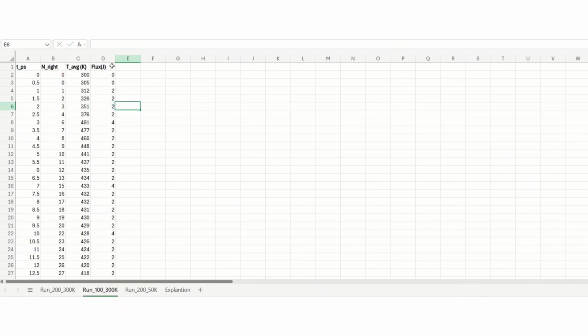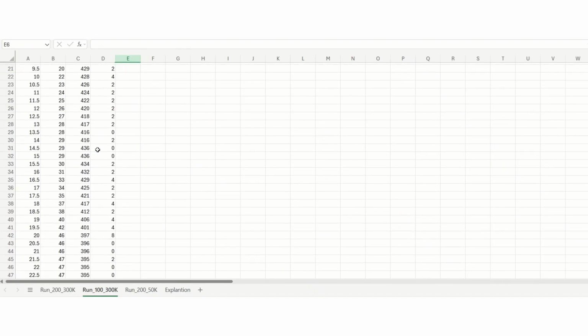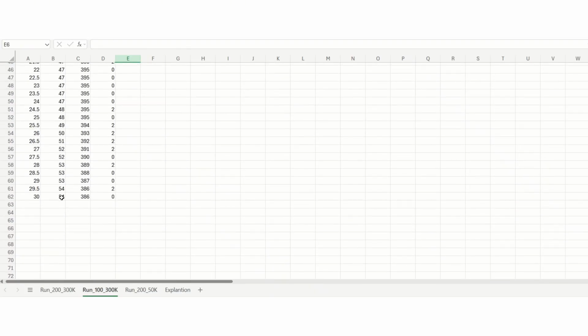So here, we have 0, 2, 2, 2, a lot of 2s, 4s. If we go over to this one where we had 200 atoms at the same temperature, we can see some 10s, 6s, and some 8s. The total number of atoms on the right side ended at around 54 for the 30 picoseconds, compared to 115. This clearly shows that there were fewer atoms, meaning a smaller gradient, which means the diffusion happened more slowly, and this matches our expectations from the diffusion flux equation.